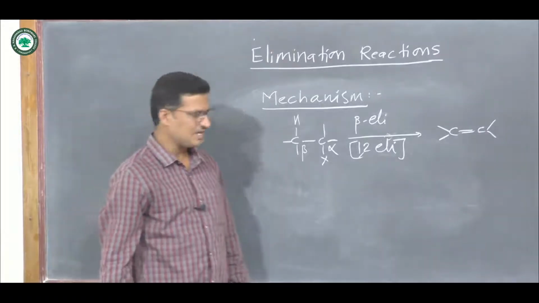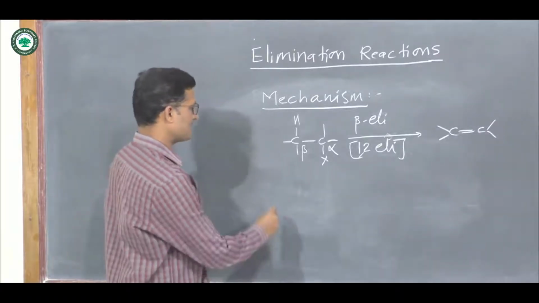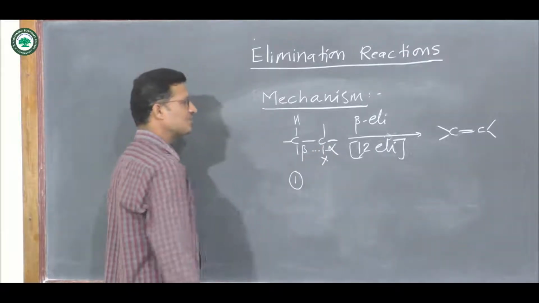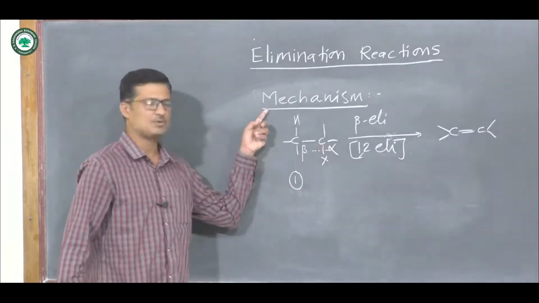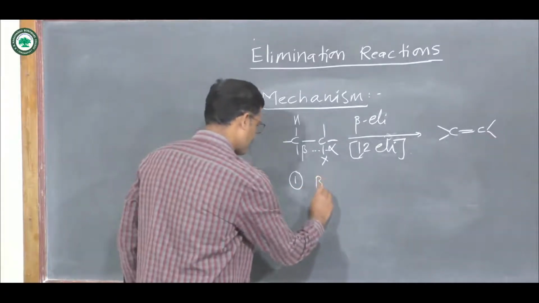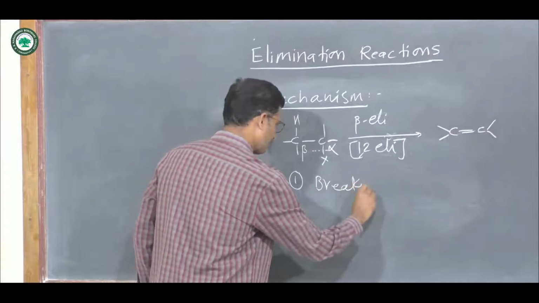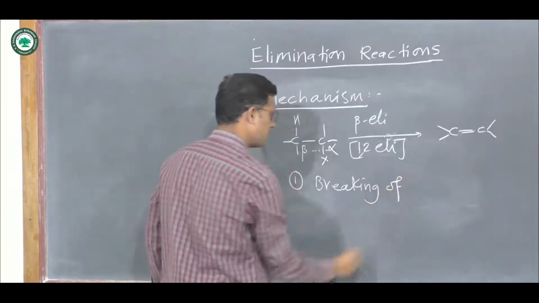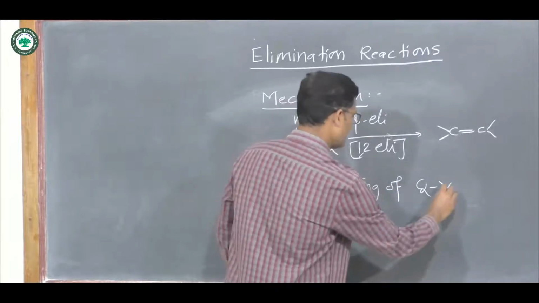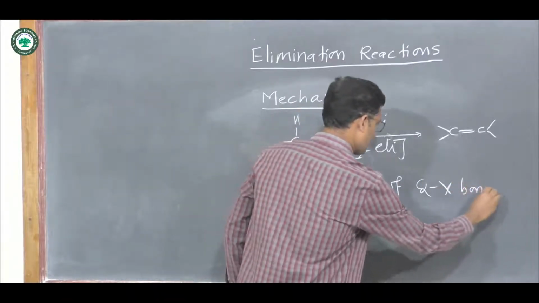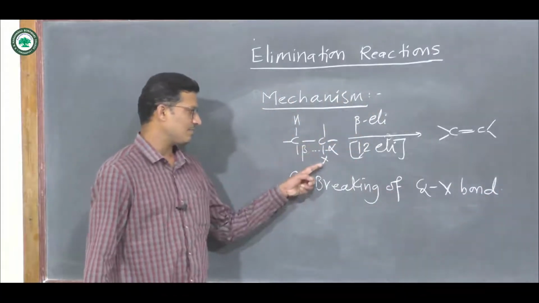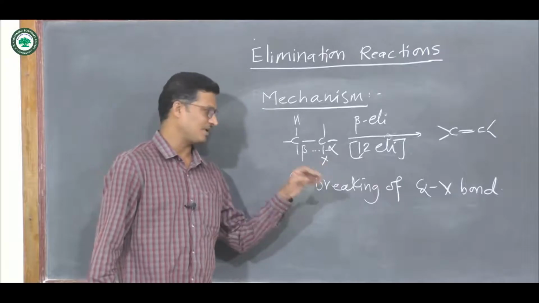When we get an alkene as a product, what happened here? Three things happen in the mechanism of an elimination reaction. The first thing is the breaking of the C alpha and X bond. This is one thing that happens: the bond between the alpha carbon and the leaving group, or X, is broken.